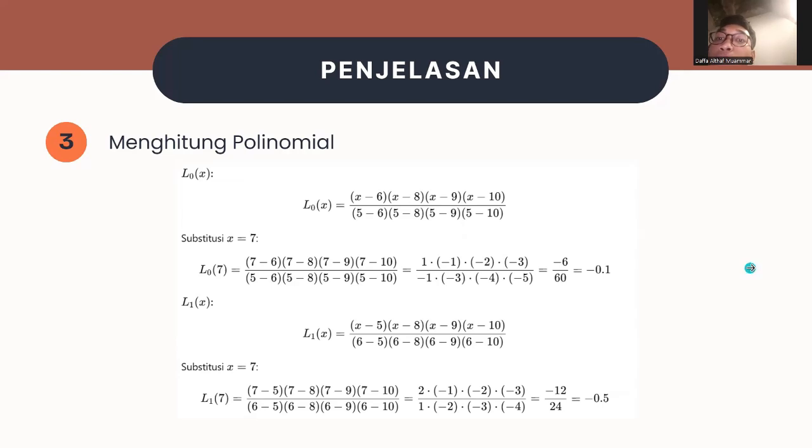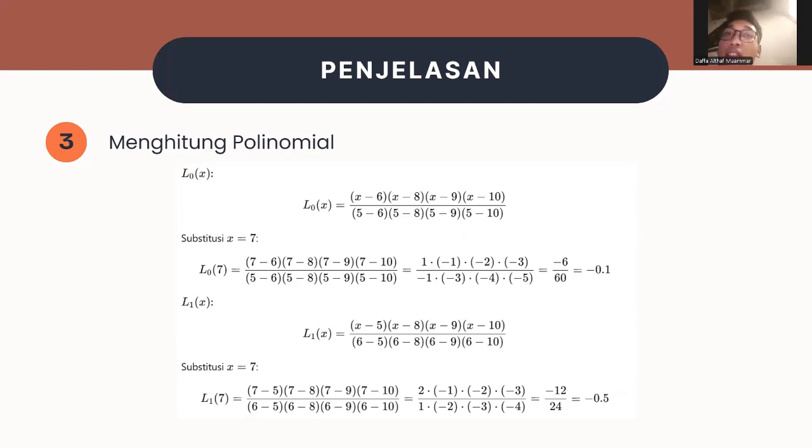Next is L1(x). L1(x) is equal to x minus 5, x minus 8, x minus 9, x minus 10 divided by 6 minus 5, 6 minus 8, 6 minus 9, 6 minus 10. We change the x to 7. L1(7) equals 7 minus 5, 7 minus 8, 7 minus 9, 7 minus 10 divided by 6 minus 5, 6 minus 8, 6 minus 9, 6 minus 10. That equals 0.5.